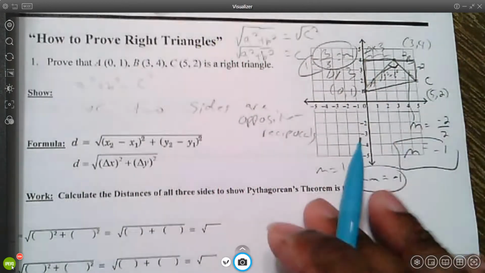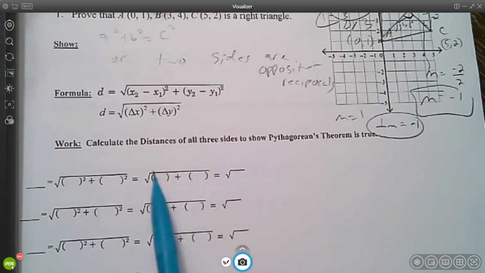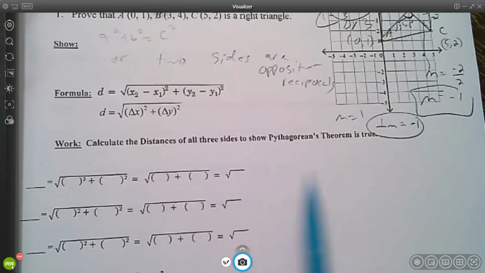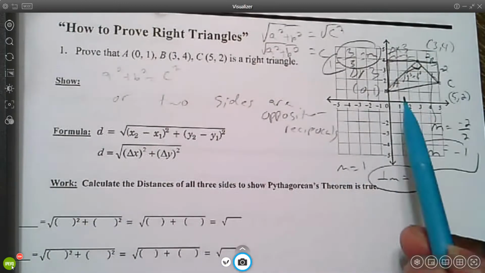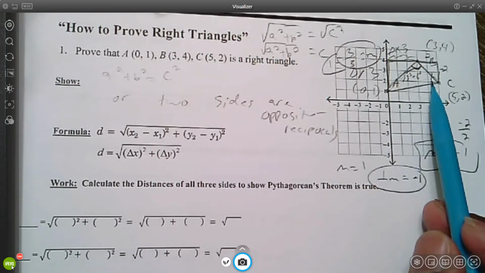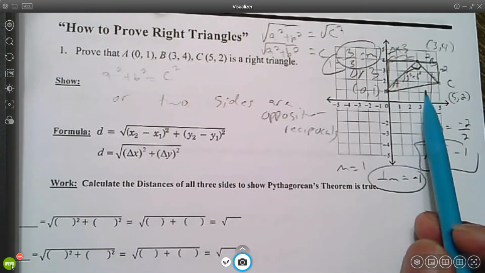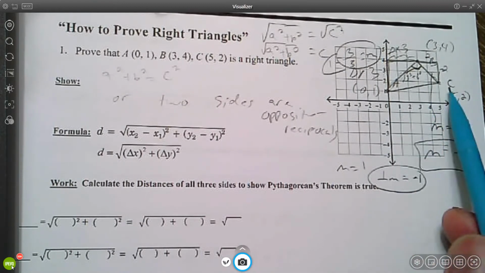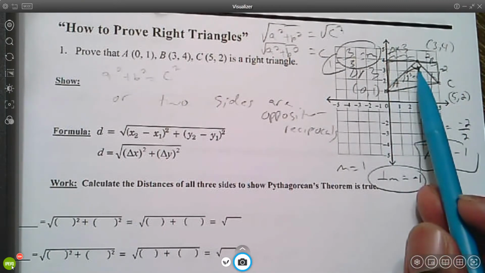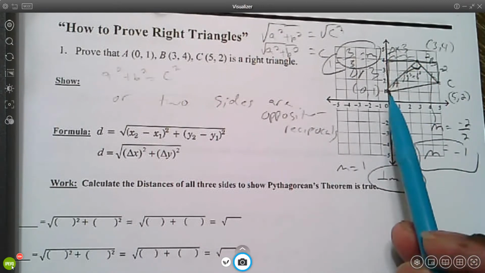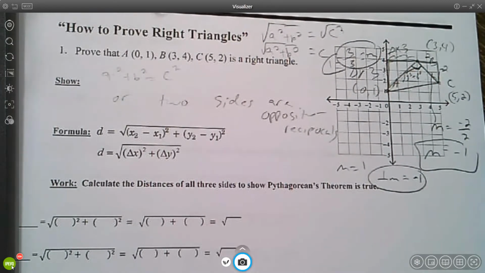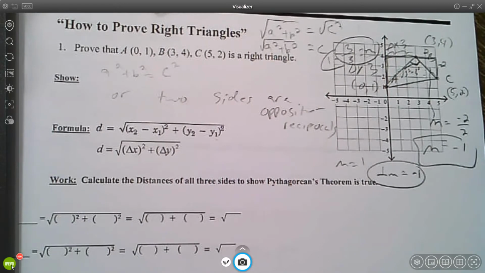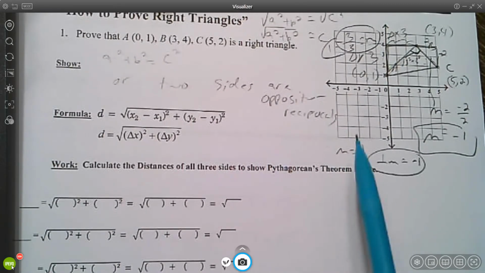reciprocal slopes. The person who created this worksheet expects you to use the Pythagorean theorem to prove that, and you could. You could find the length here and square it, and find the length there and square it, and find the length there and square it, and see if they're the same. But to prove the right triangle, truthfully, I would be looking for the slopes to see if any have opposite reciprocal signs. That's all I'm going to do on that page. You can continue plugging in those values, but truthfully, you answered that question.